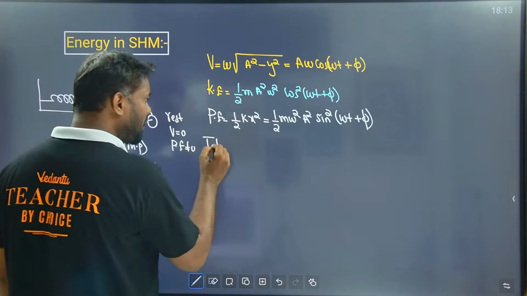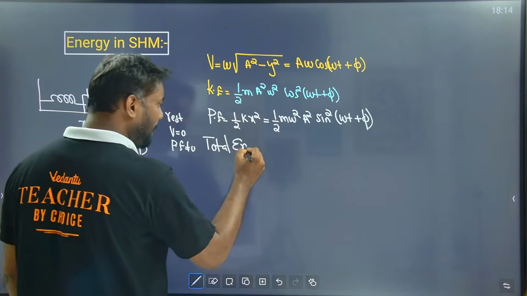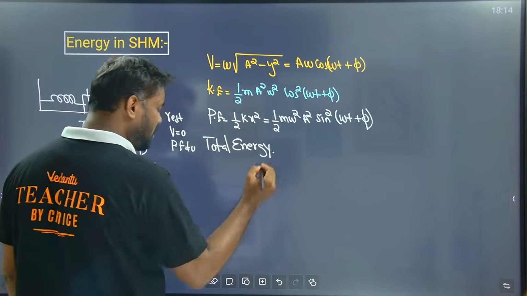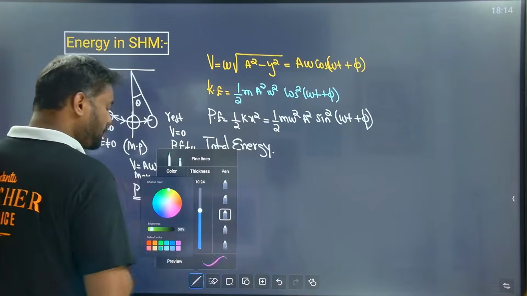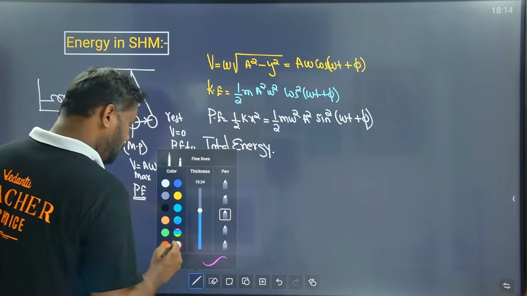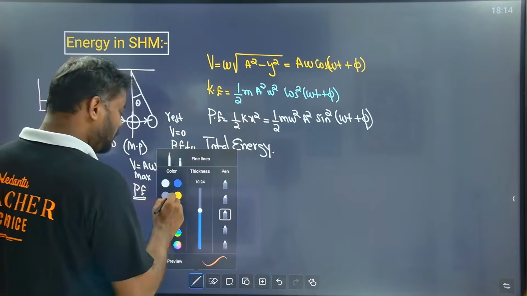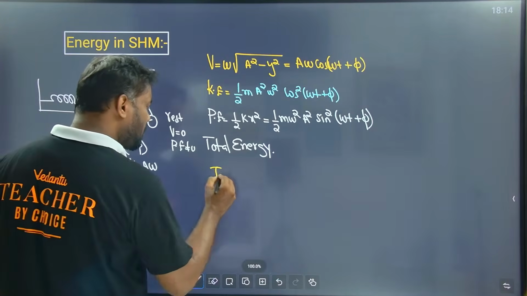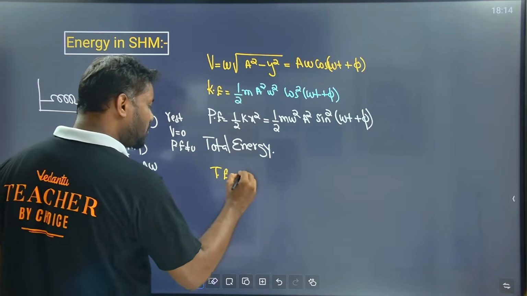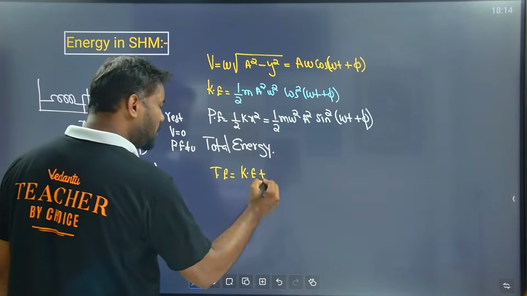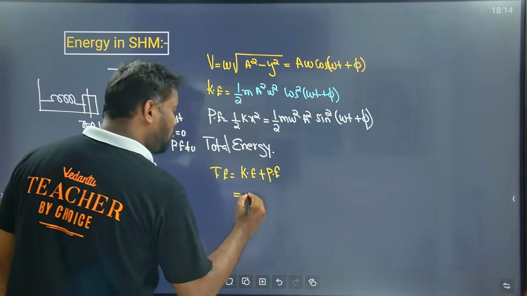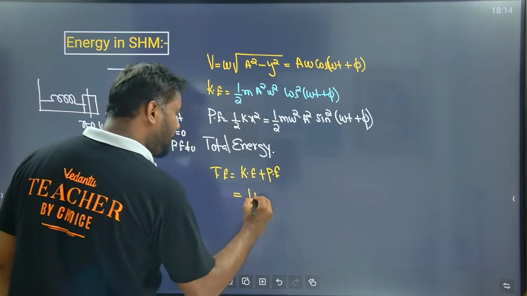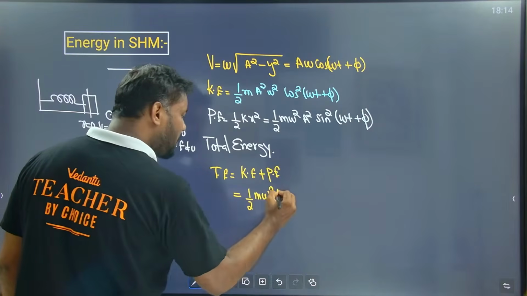What is the total energy of the particle? How can we represent it? So we can calculate the total energy value. Total energy is equal to kinetic energy plus potential energy. So what do we get? This we can say is 1 by 2 m omega square A square.